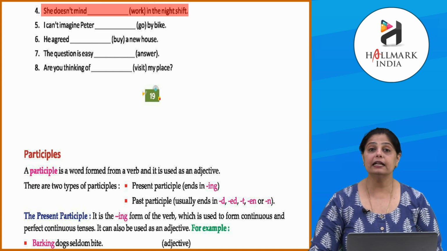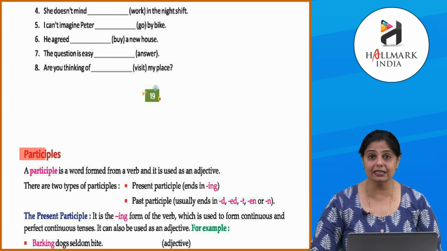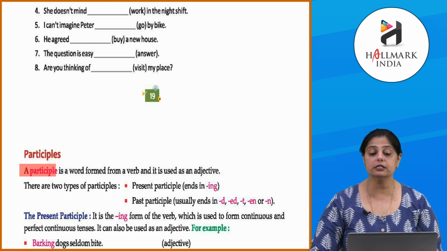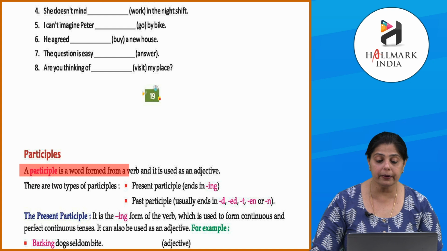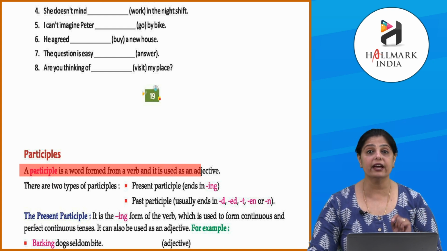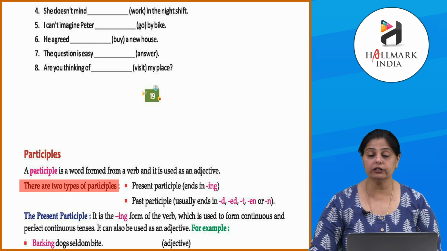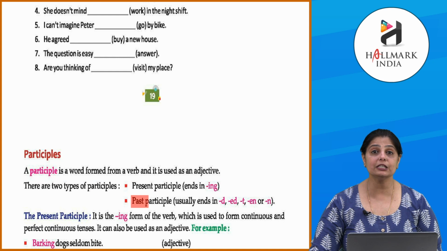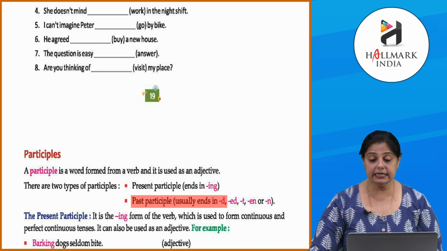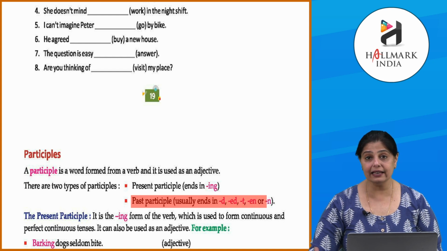Alright, now let's look at the third type, which is called the participles. A participle is a word formed from a verb and it is used as an adjective. There are two types of participles. एक होता है present participle which ends in ing और दूसरा होता है past participle which usually ends in d, ed, t, en and n.